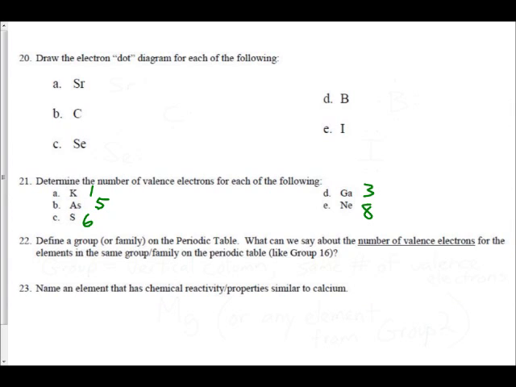And then for number 20, strontium, we can look and see has 2. We would draw them like this. You want to put them as far apart as you can. Alright, carbon would look like this. Selenium would look like this. Boron would look like this. Iodine looks like this.